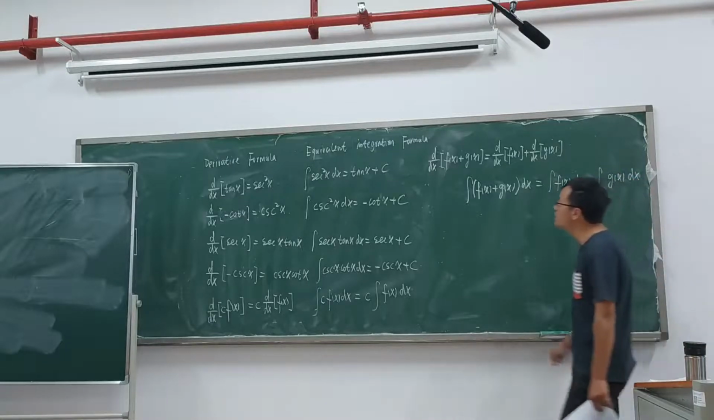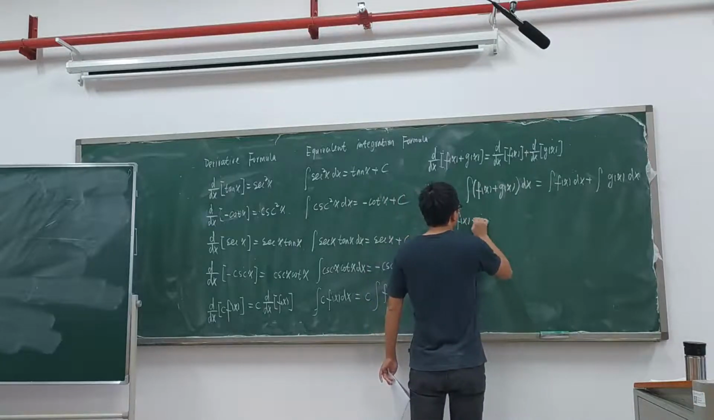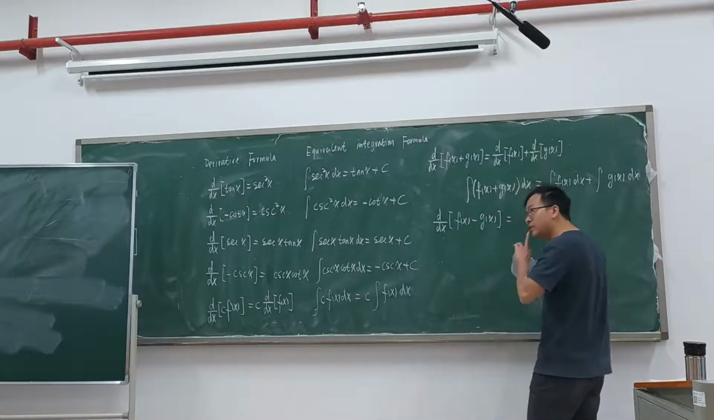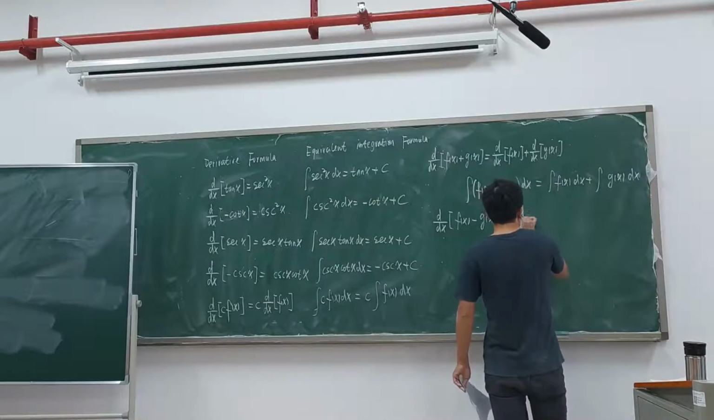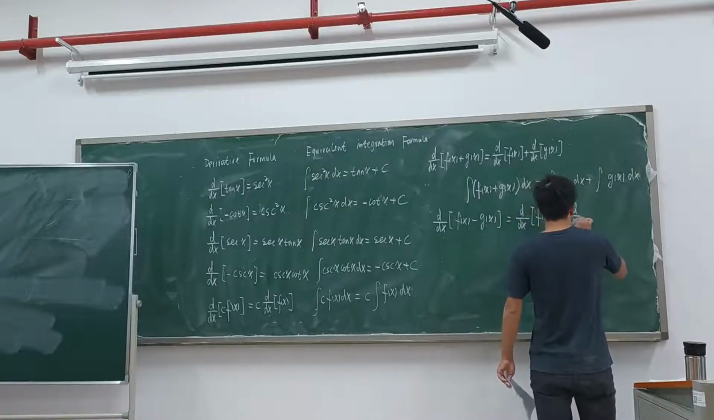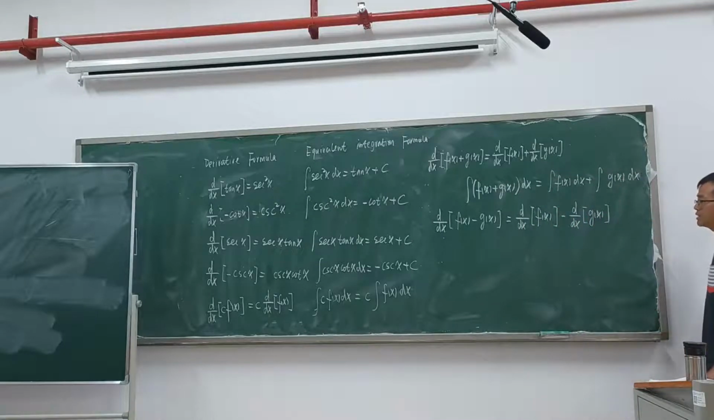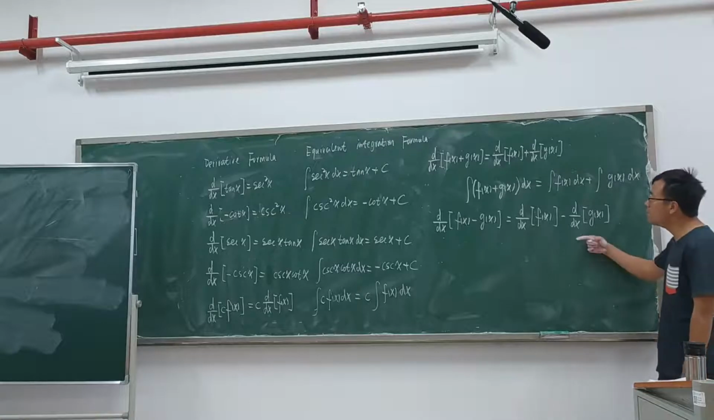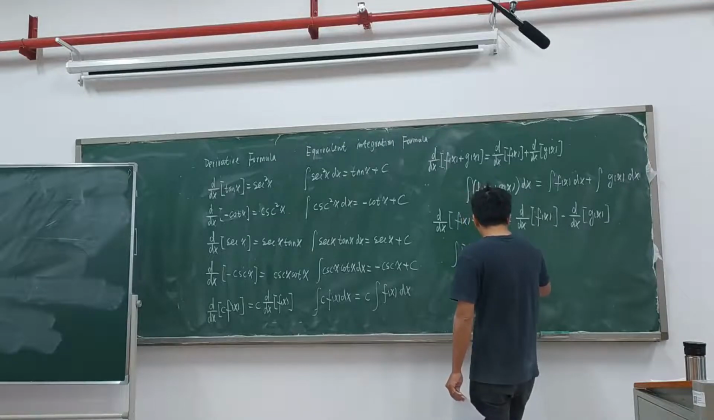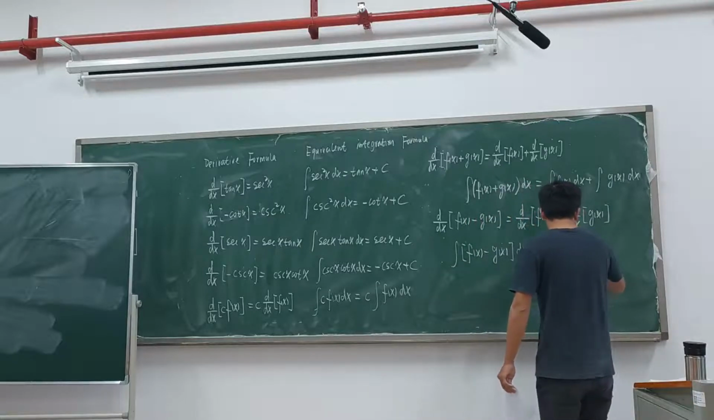Of course, d/dx of f(x) minus g(x), the derivative of a difference, equals the difference of the derivatives: d/dx f minus d/dx g, okay. So from here we have that the antiderivative of a difference equals the difference of the antiderivatives, okay.